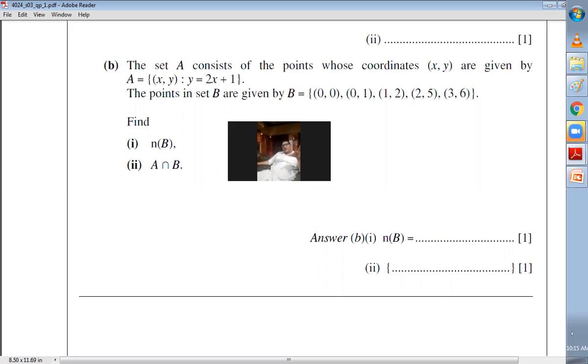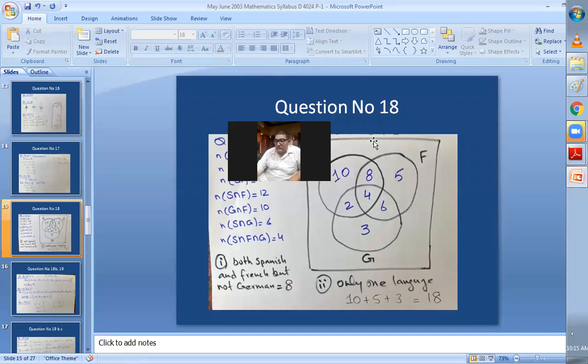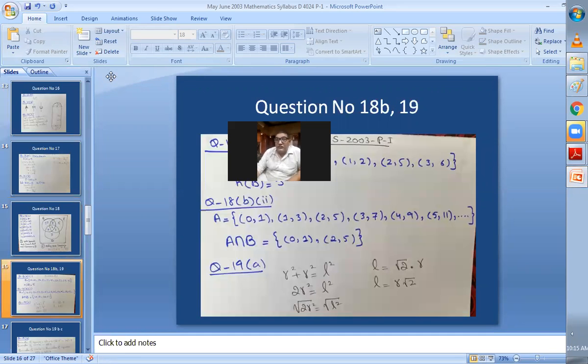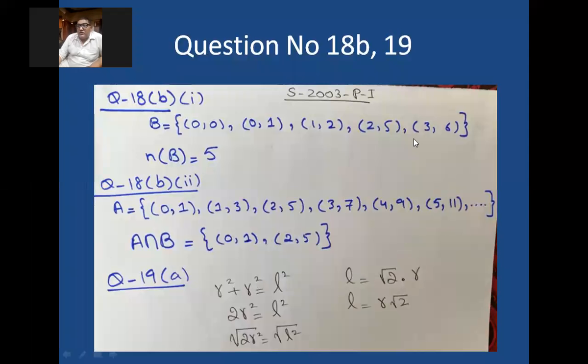So I've done this on paper. Let me show you how I have done it, and then we can solve it. Okay. So here the B set is already given. You count how many members: 1, 2, 3, 4, and 5. So there are 5 members in the set B.